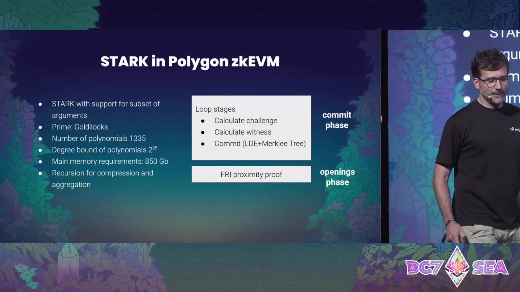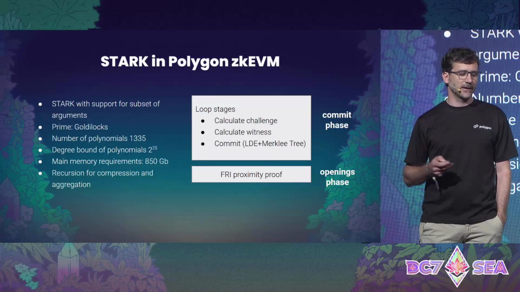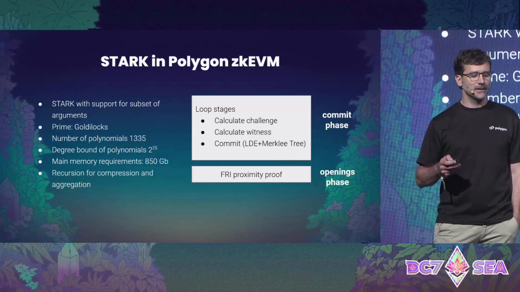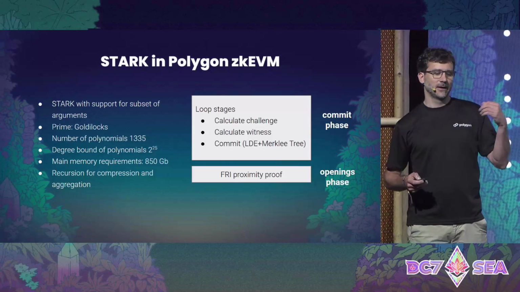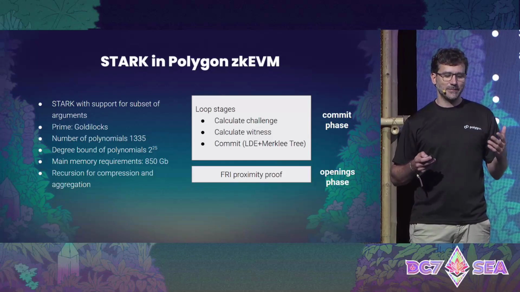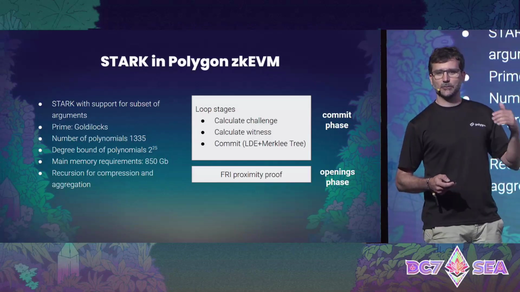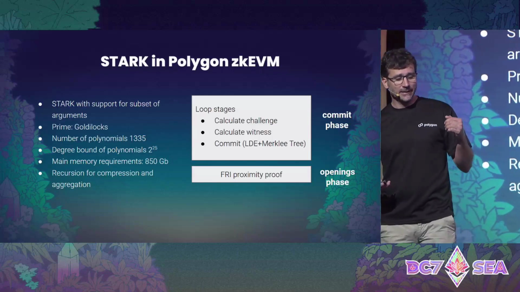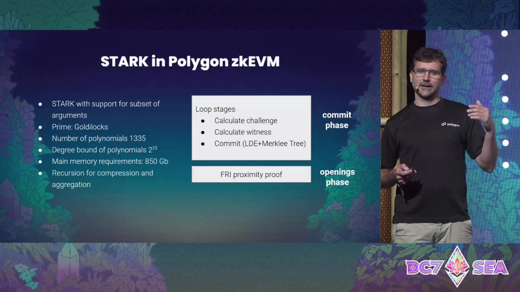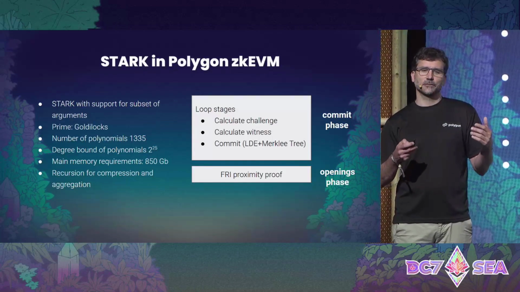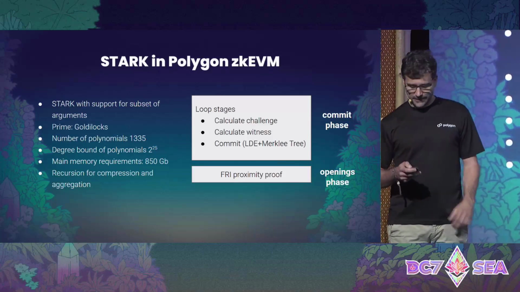Okay, in our arithmetization of the ZK-EVM, we have 1,300 more or less polynomials, and the number of rows of the trace, which is something that we can fix, it's a parameter of the prover, is 2 to the 25. So it's about 32 million. This is quite a lot, and it ends up posing requirements of 800 gigabytes of memory. Okay, I will talk more about this.